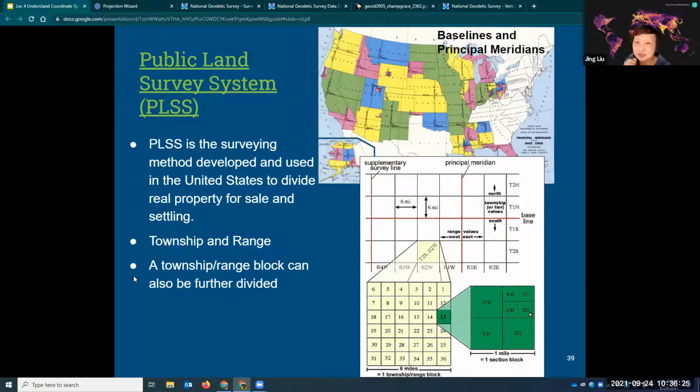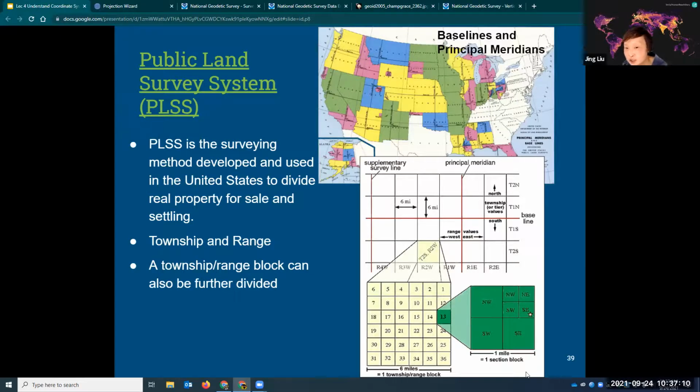Basically we set up the baseline for each state. You can see here, those are the baselines. And from there, you measure every 6 miles by 6 miles. You divide your land into those squares and you code it. Here, this is the baseline. If you go to the north, it's called township, and if you go to the east or west, it's called range. Then you can see this will be township 2 S, to the south, and range 2 W. This is how you put an ID on each square.